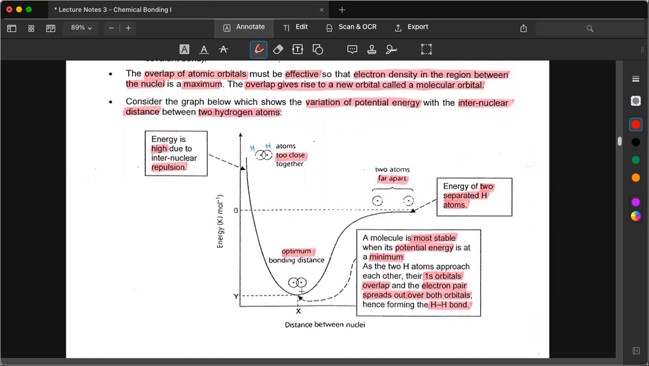So as the two hydrogen atoms approach each other, their 1s orbitals overlap and the electron pair will spread out over both orbitals to form the bond. As the distance between the nuclei increases further, we see that the two atoms are so far apart that the energy of the two separated atoms will increase to reach almost zero.